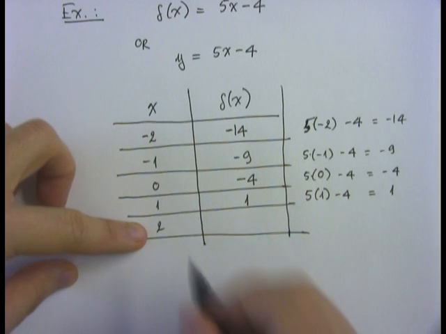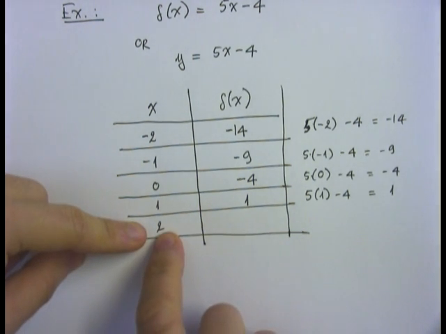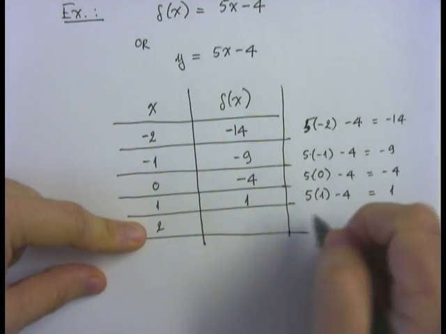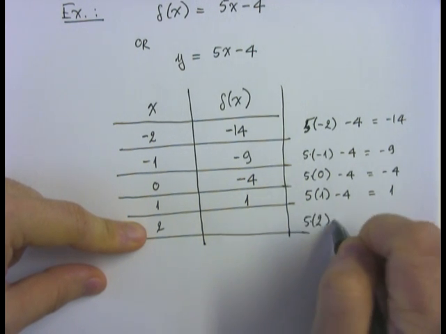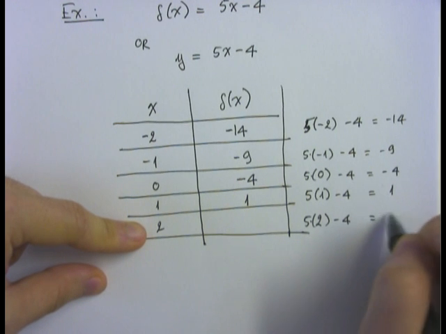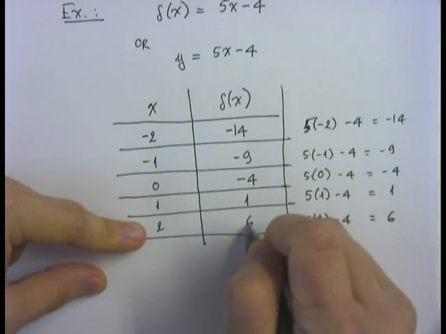And when x equals 2, you multiply that input 2 by 5 and subtract 4 from it. And here you have 6. That's your answer, 6.